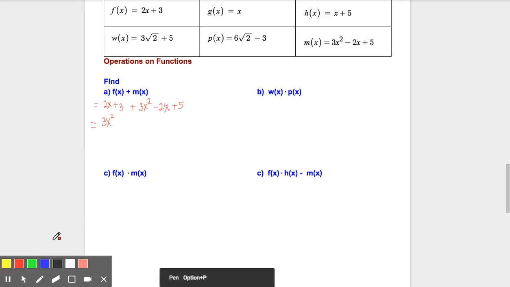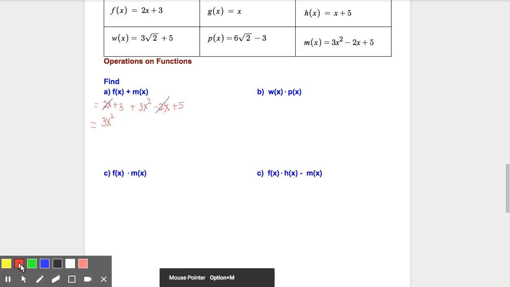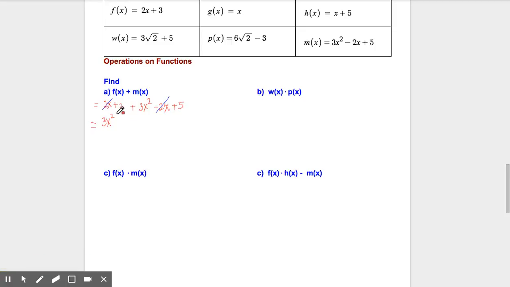Now, since they are opposites of each other, then they will cancel each other. So 2x plus negative 2x is 0. So no more x. And then we will add positive 3 and positive 5. We'll get positive 8. So therefore, f of x plus m of x equals 3x squared plus 8.